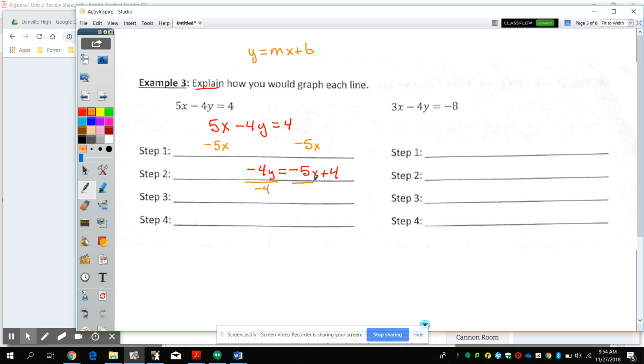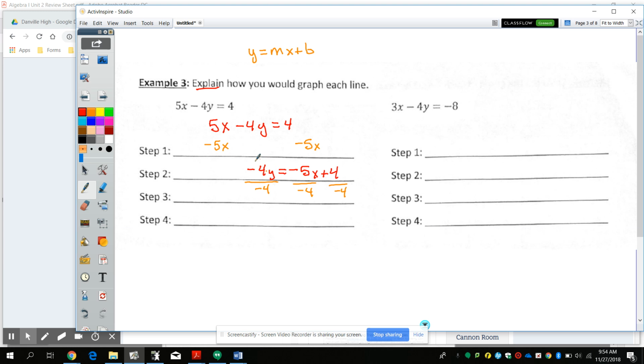Depending on your teacher, some teachers write the whole thing over negative 4 like this. Some teachers, instead of doing that, just go, okay, I'm dividing everything by negative 4, so they write it this way. It really doesn't matter which way you want to write it. The key is that everything is divided by negative 4. After I write this, negative 4, now I can divide.